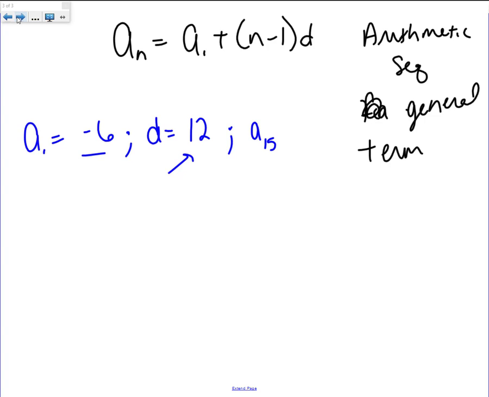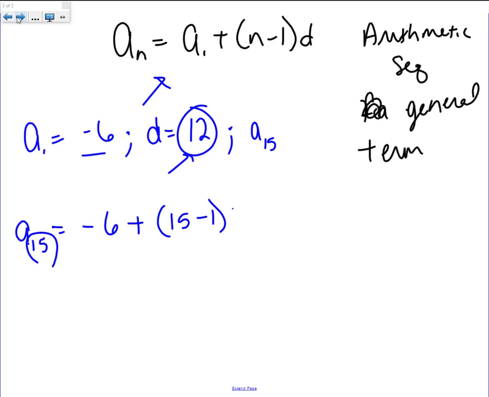So I'm going to show you two different ways to solve this. Okay, the first way is to use the equation that we have. A sub n is what I'm solving for, so I'm solving for a sub 15. I don't know what it is right now, but we're going to plug it in and find out. A sub 1 is my negative 6, plus n is 15, so I'm solving for the 15th term, and D was given to me, which is 12.